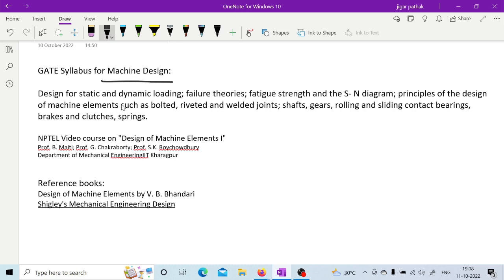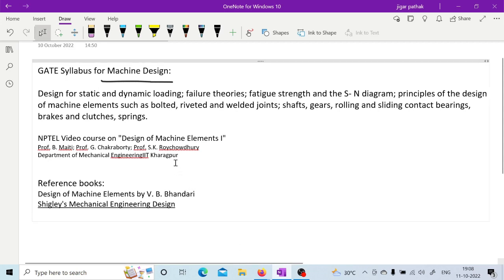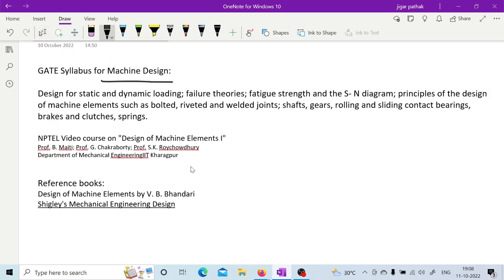Previously we have seen the theory of machines. Now for this particular subject you can refer to the NPTEL video course on Design of Machine Elements 1 by Professor Chakrabarti and Professor Roy Chowdhury. They are from IIT Kharagpur, and as reference books you can go for Design of Machine Elements by V.B. Bhandari, and Shigley's Mechanical Engineering Design.